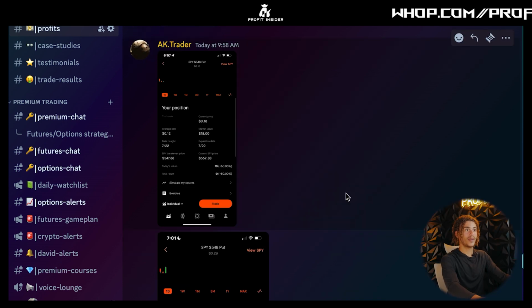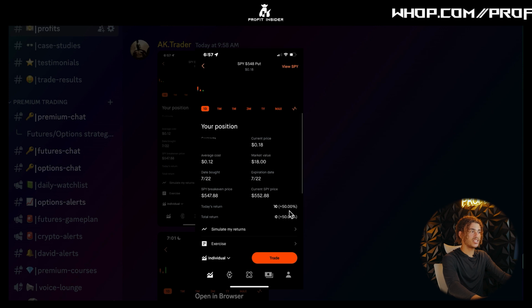These are some more profits from AK Trader. He took these plays off the watch list. He's up 50%, and he blurred out the dollar amount, and I'm gonna let you know right now, it is a lot of money. He's a very humble guy, but he's trading with a lot of money. So this is probably multi-5 figures, potentially even 6 figures in profit.